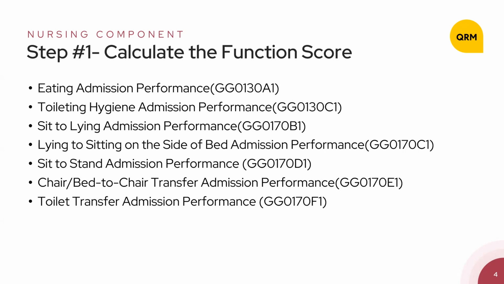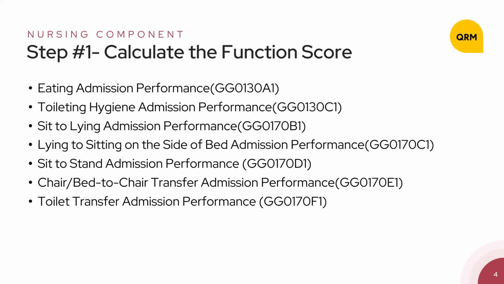So we know we've always used our late loss ADLs from section G. Well, now we're using these items from section GG. There are 7 different items that are used to calculate the function score from section GG. But I want to point out we're still using those 4 late loss ADLs, right? Eating, toileting, bed mobility, and transfers. Those are our 4 late loss ADLs that we're all so familiar with.